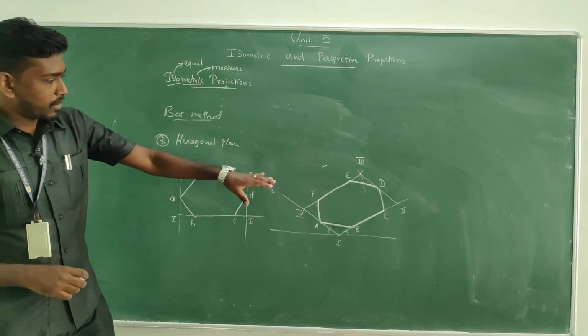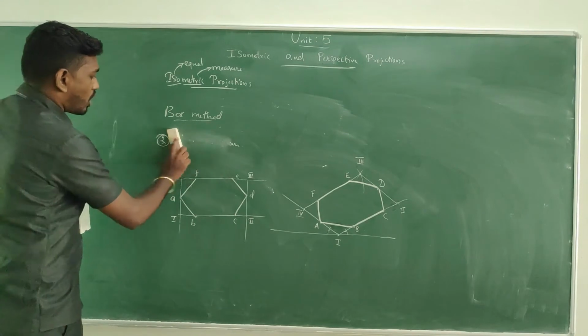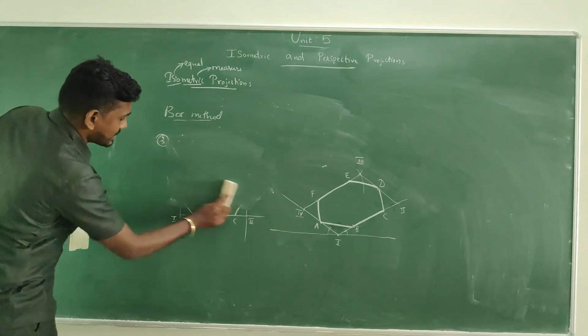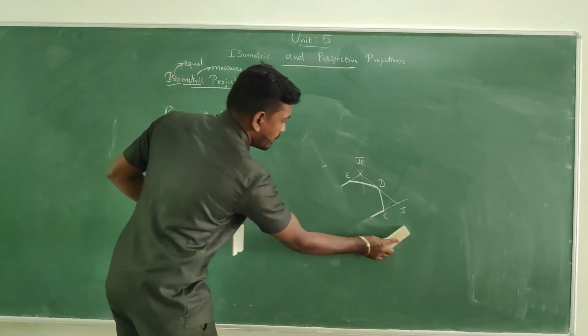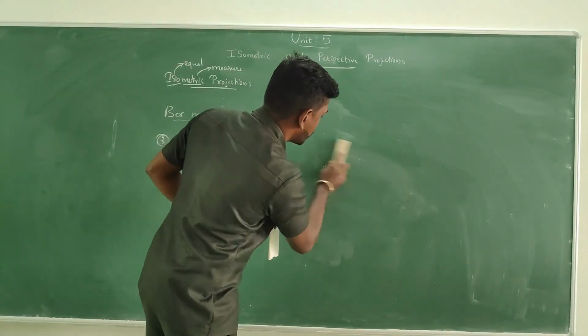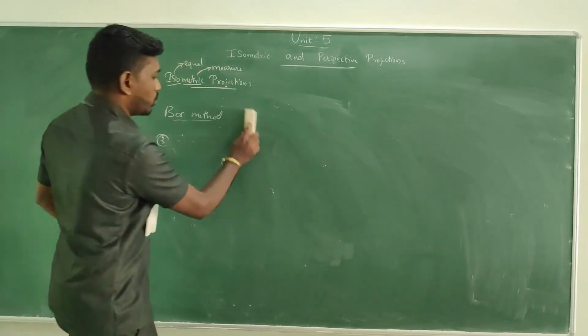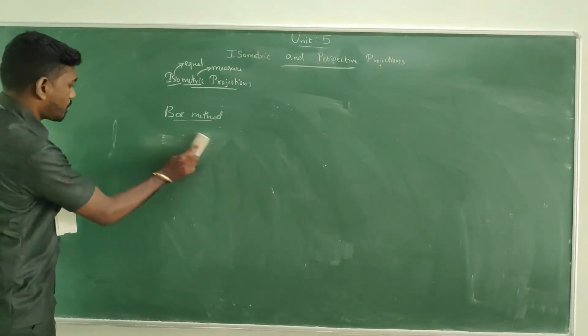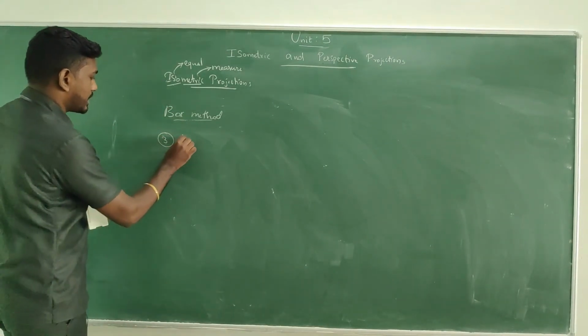Okay. This is an isometric view of a hexagonal plane. The last one is a circle. The third one is a circle. We shall see how we are going to make the circle when we come to the isometric view. So the third one is a circle.